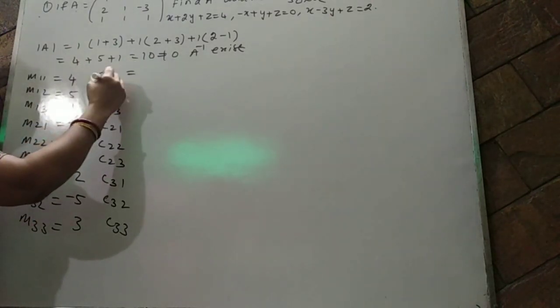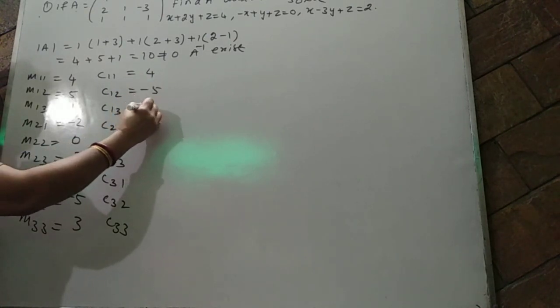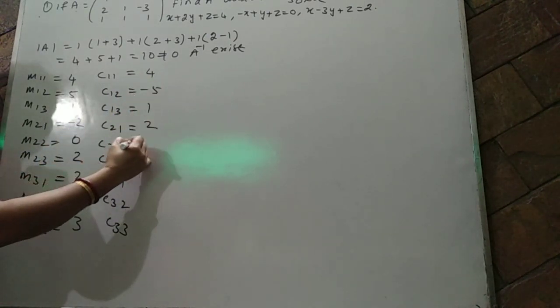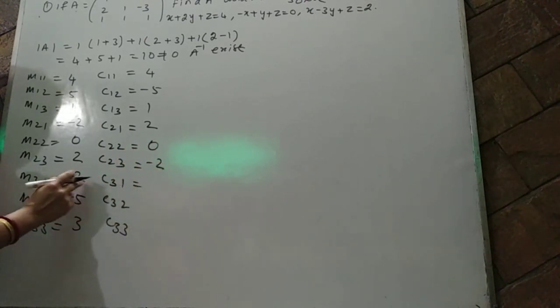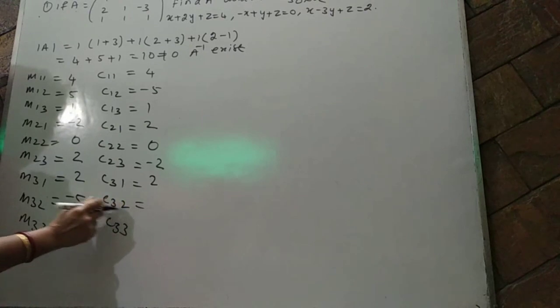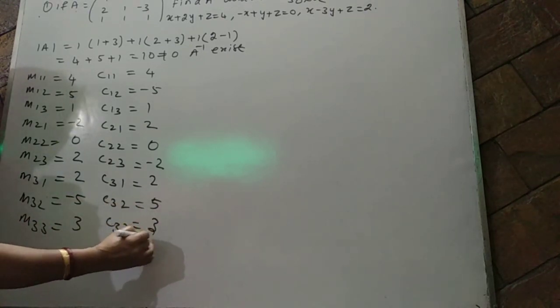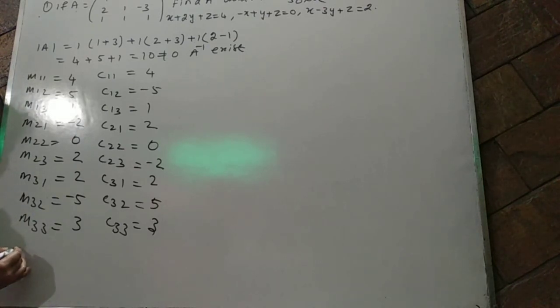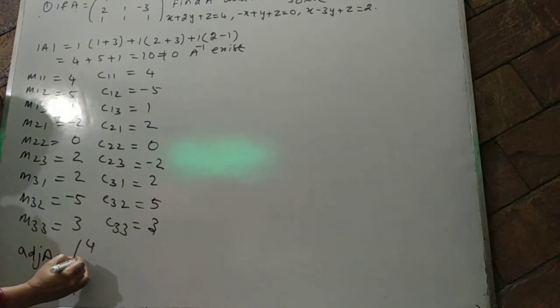Now for signs: odd number, opposite sign; even number, same sign. Odd number, opposite sign; even number, same sign, that is 2; odd number, opposite sign, 5; and even number, same sign, we will take it, that is 3. So finally what we are getting here is the adjoint of A. Adjoint of A equals what we are getting? I told you, column-wise you have to write.